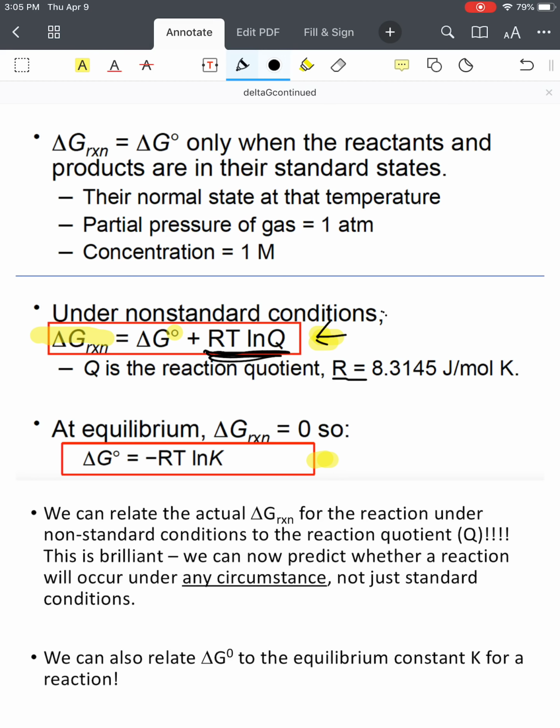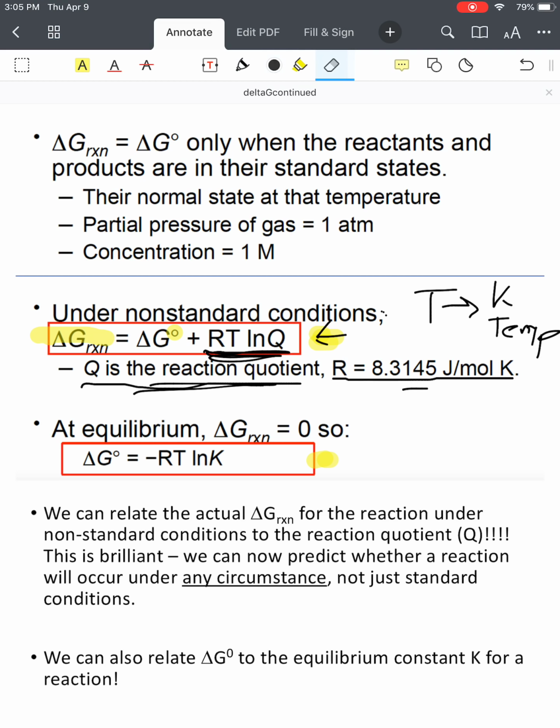Let's take a second to define these variables. R is nothing more than our gas constant with these units, 8.3145 joule per mole per Kelvin. That's our R. Always going to be R. Always use that number for R in this equation. Our T is, as you guessed it, the Kelvin temperature. Our Q is our reaction quotient.